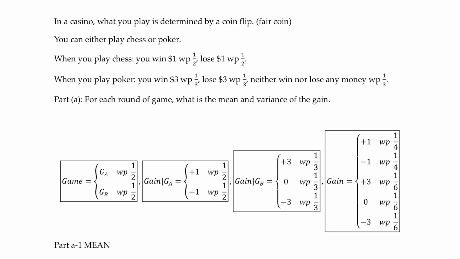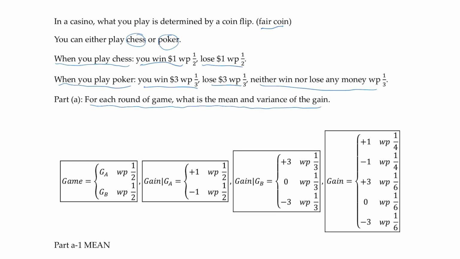Alright, in a casino, what you play is determined by a coin flip, and this is a fair coin, so it's 50%, 50%, right? So there are two games, chess and poker. For some reason, this is that type of casino, and it says that when you play chess, these are your probabilities, and when you play poker, these are your probabilities, right? And part A, for each round of game, what is the mean and variance of the gain?